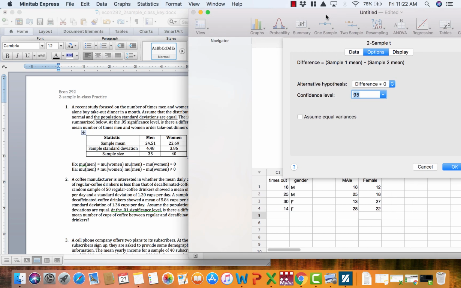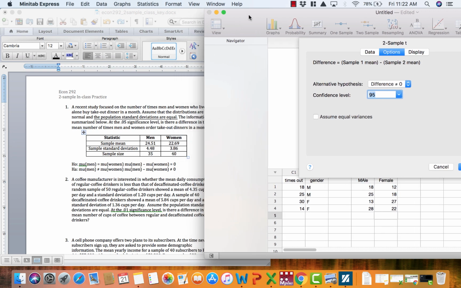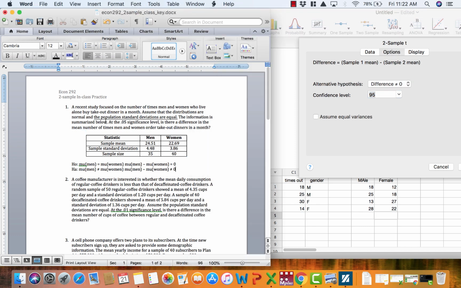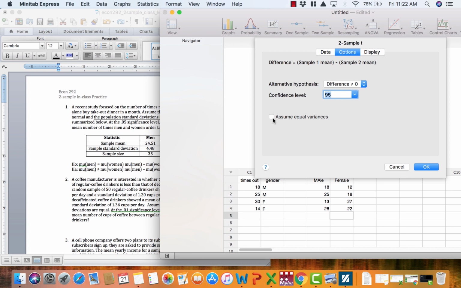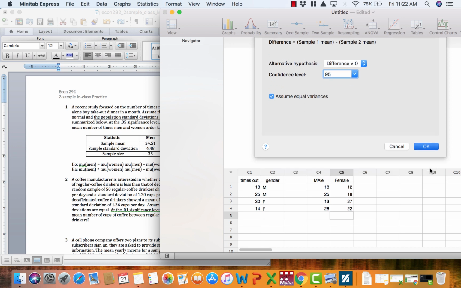All right, and so we want to choose our alternative hypothesis, and the question is, in the alternative, do we have not equal to 0, less than 0, greater than 0? And this is one of our easier ones because it is two-tailed, so we can choose not equal to 0. We can ignore the confidence level as we're not running a confidence interval. And then we need to know, do we assume equal variances? And we go back to the sentence here, the piece of the sentence that I underlined. The population standard deviations are equal. All right, so that means we do check this box and say okay.